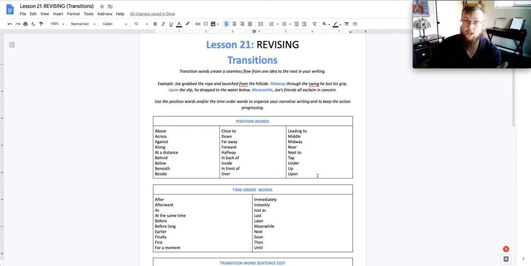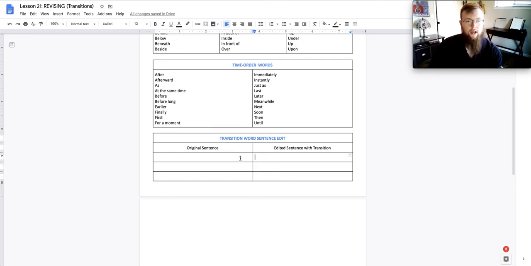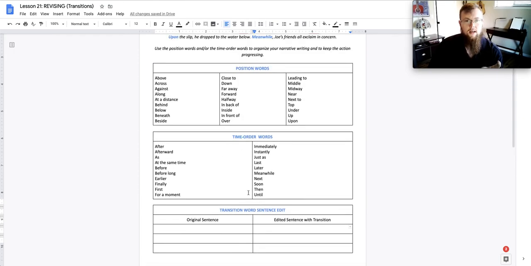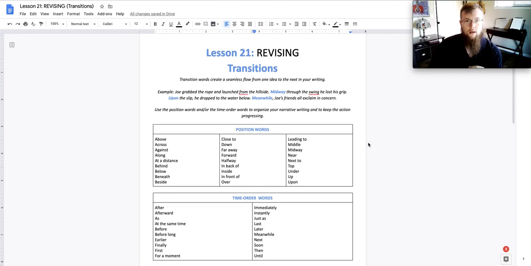I do ask that you do use transition words because they will increase your writing proficiency. So do these throughout your entire essay in lesson 19A, and then pick 3 examples here to use and to modify those sentences. This is what you submit today, Thursday, and then you make those modifications to your final draft as well. Okay, so that is lesson 21, revision.